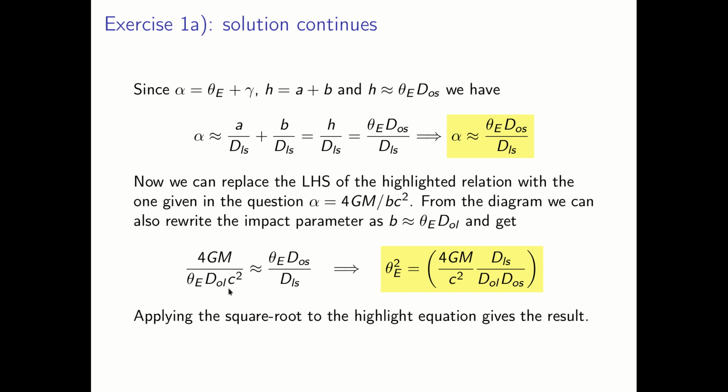So we can also use the fact that B can be expressed as theta E times DOL. We can rearrange for theta E, and we get theta E squared equal to 4GM over c squared, DLS over DOL DOS. You can see that just by taking the square root of this relation, we get the result that the question asked. So the first point is solved.